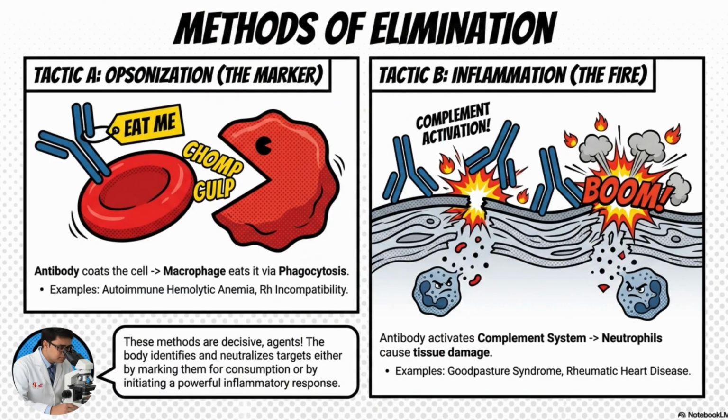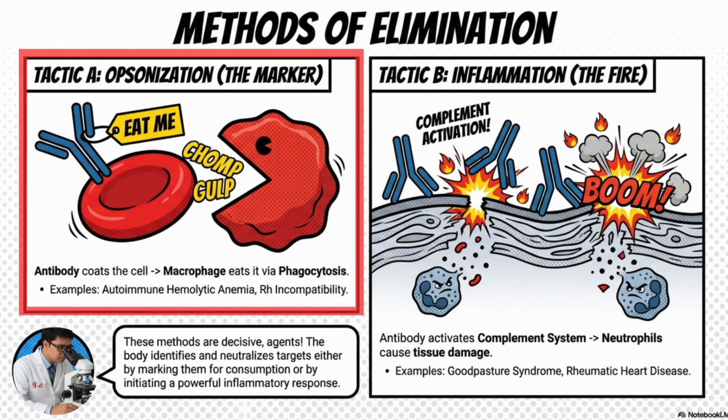How do they execute the target? We have 2 methods of elimination. Tactic A: opsonization, which is the marker. Think of it as an eat me sign. The antibody coats the cell and the macrophage eats it via phagocytosis. Examples here are autoimmune hemolytic anemia and Rh incompatibility.